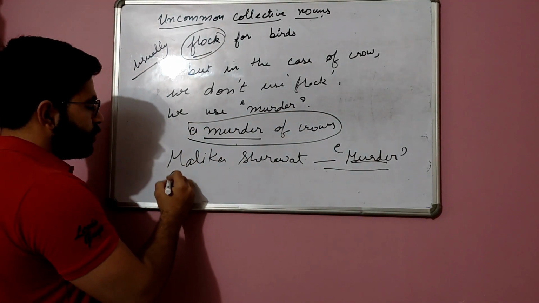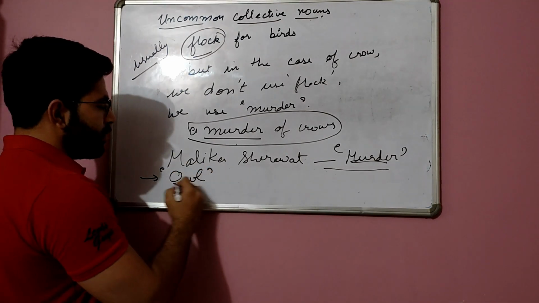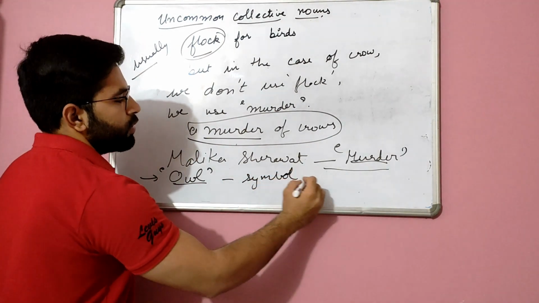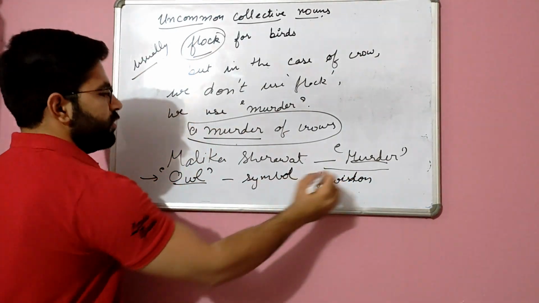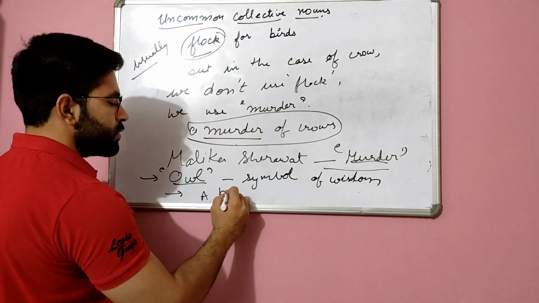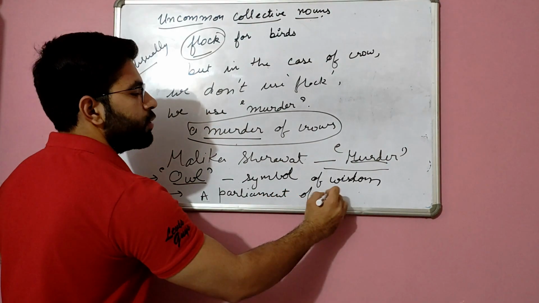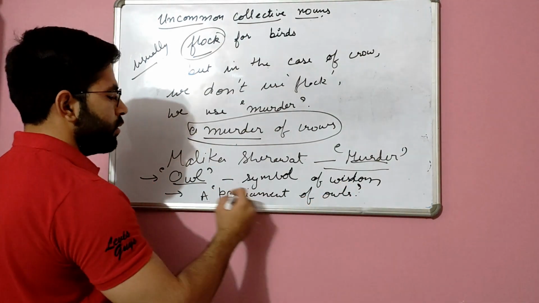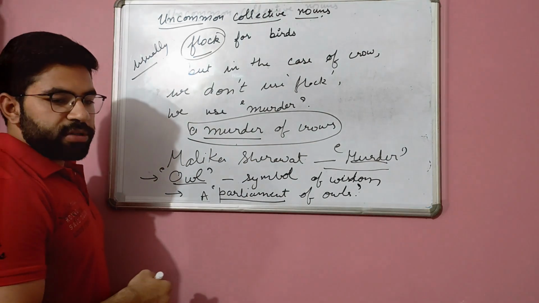One more word which we don't use flock for is owl. Owl is considered to be a symbol of wisdom. We use parliament of owls. Parliament of owls. So these are some typical collective nouns that are used for the name of the birds.